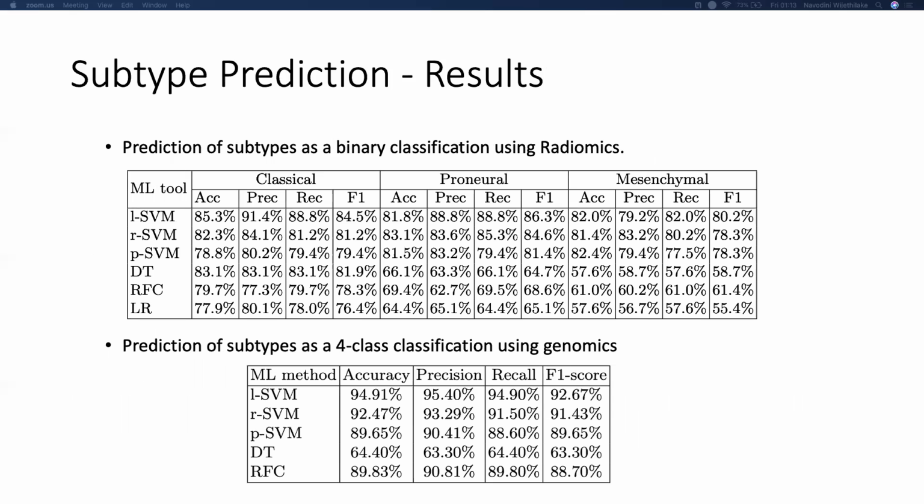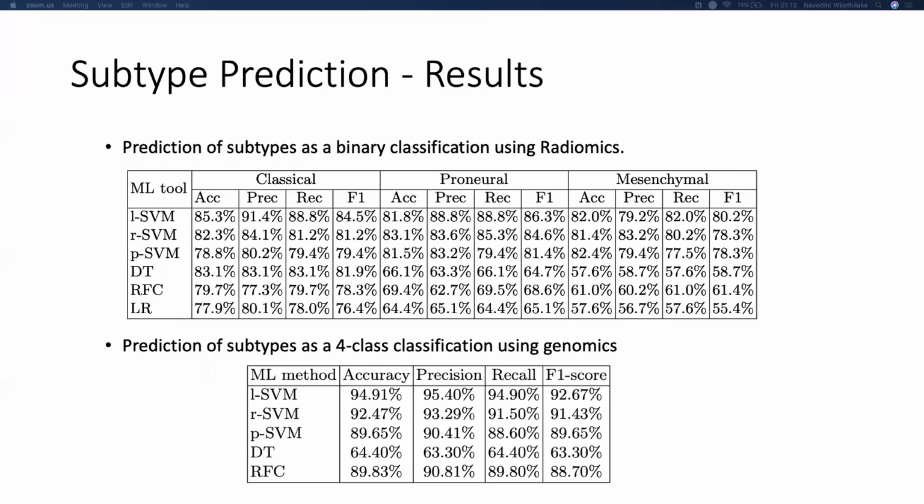First, the mesenchymal subtype was predicted with the aforementioned machine learning methods, and the polynomial SVM outperformed the other algorithms with an accuracy of 82.4. Next, the classical subtype was predicted and the linear support vector machine outperformed the other three algorithms with a four-fold validation accuracy of 85.3. Nevertheless, the prediction of proneural subtype was performed to obtain a four-fold accuracy of 83.1% with radial support vector machine.